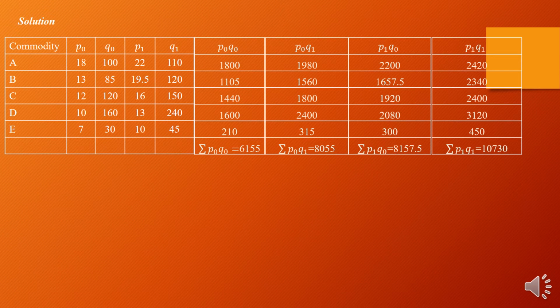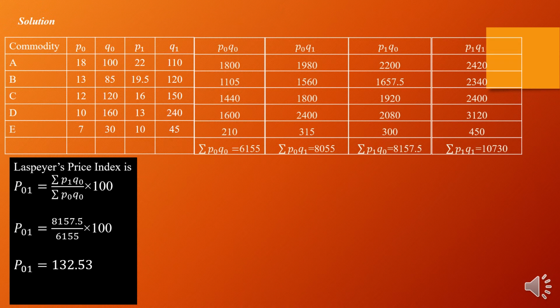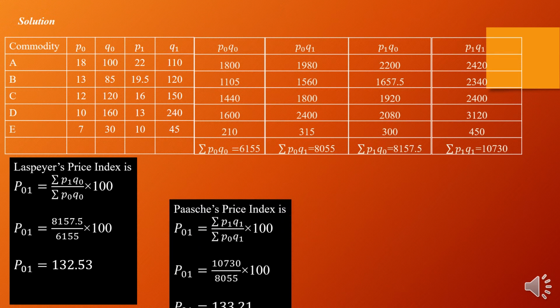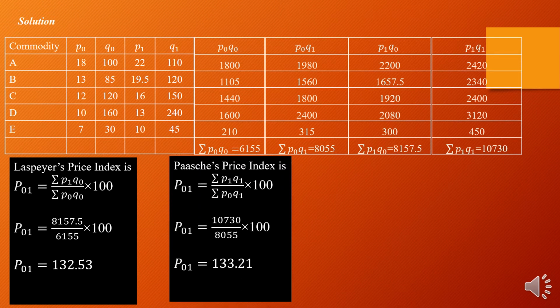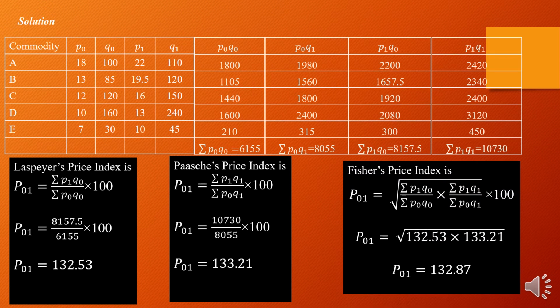The first one is Laspeyres' method. Okay, so here the sum of P1 Q0 is 8157.5 divided by sum of P0 Q0, which is 6155. The answer is 132.53. So next one is Paasche's price index number. So here the required items are P1 Q1. So sum of P1 Q1 is 10,730 divided by P0 Q1. P0 Q1 is 8055, and therefore the answer is 133.21.